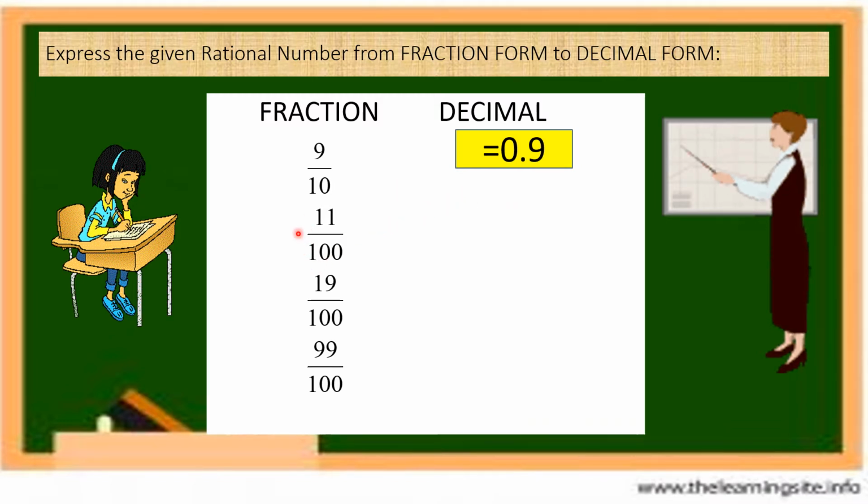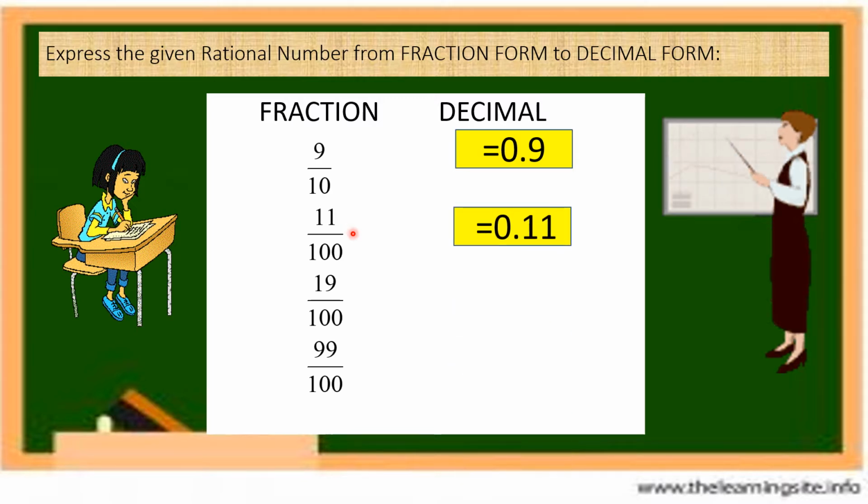We have 11/100. So our decimal point is written after 11. Since we have 2 zeros, we move the decimal point 2 places to the left. So our answer is 0 and 11/100.